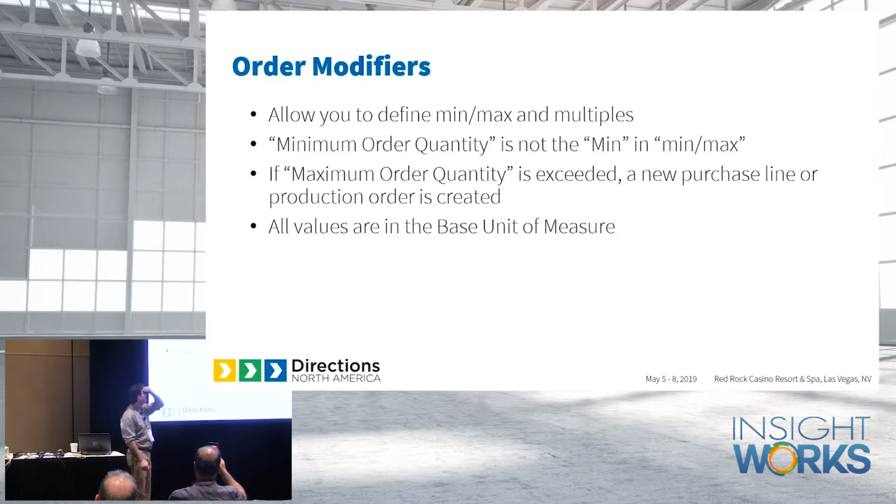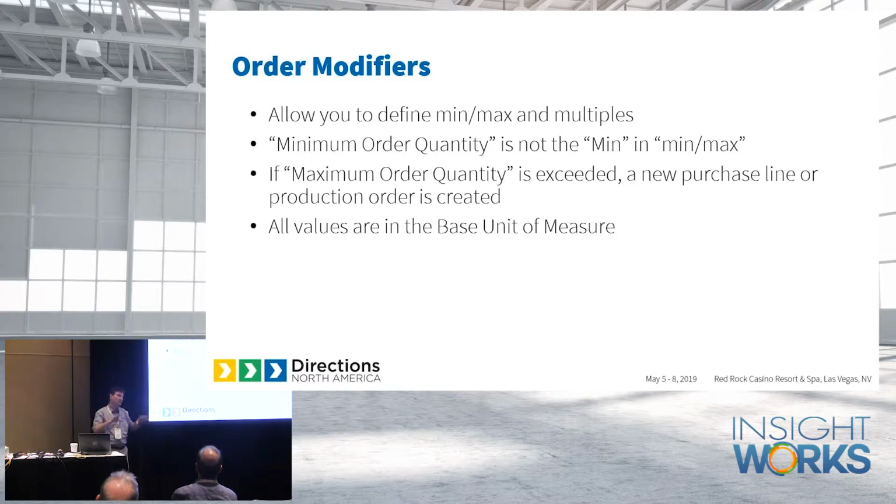So I can set these things up so I can say, I always have to order in multiples of 12, or the minimum order quantity, I always have to order at least 100 for this particular item, those types of things. That's what it allows you to do. And one of the key things on that is the base unit of measure.